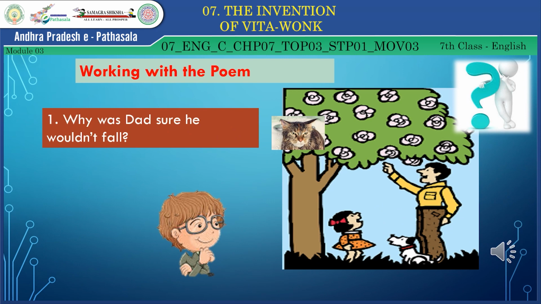Children, now you have to think and answer the following questions. Why was Dad sure he would not fall? That is, Dad says that removing cat from the tree is a child's play for him. Why was Dad sure he would not fall? Now you try to answer this question.